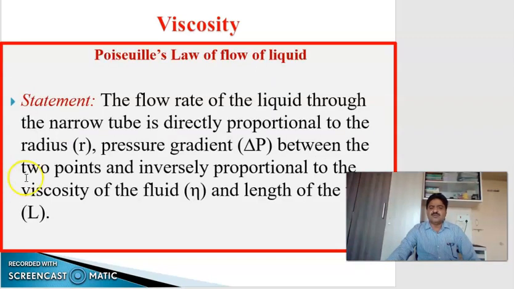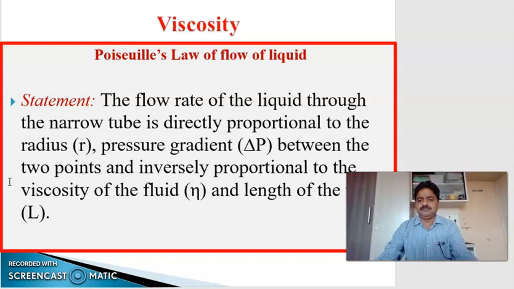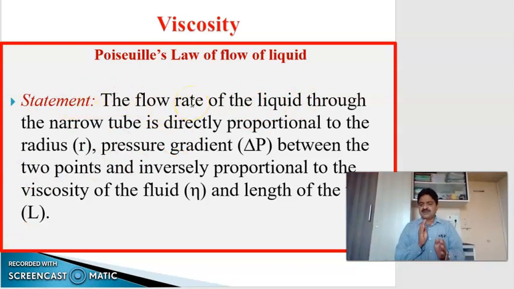Now let us turn to Poiseuille's law of flow of liquid. What is Poiseuille's law of flow of liquid? See the statement. What is the rate of flow of liquid? The flow rate through a narrow tube is directly proportional to the fourth power of the radius r and the pressure gradient delta P between the two points, and inversely proportional to the viscosity of the fluid and the length of the tube.